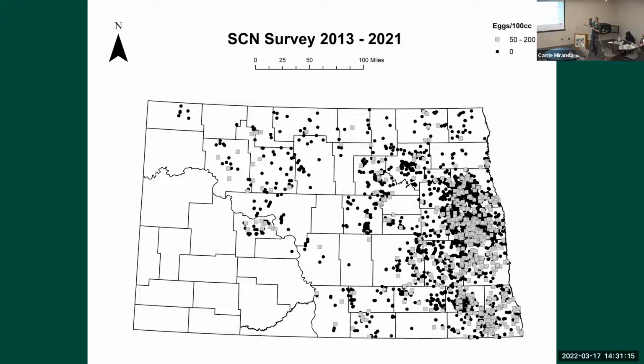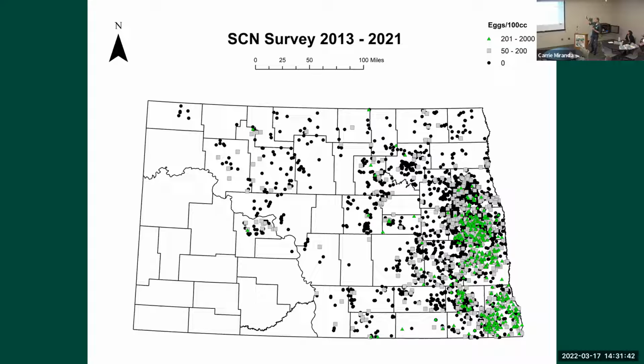And then gray is indicating low numbers, like 50 to 200. These are potential false positives. If as a grower you're seeing this, you've got to take it with a grain of salt. It might be real, it might not. Resampling is always the best. It's when we start getting into the colored ones that it's telling much more of a story.